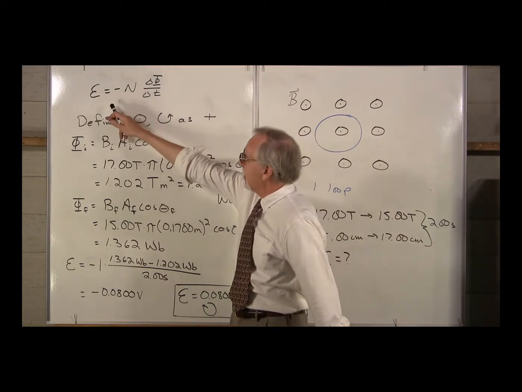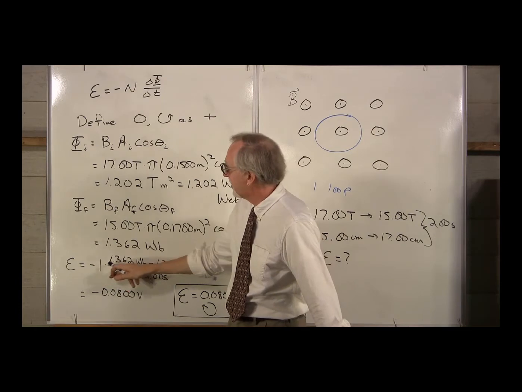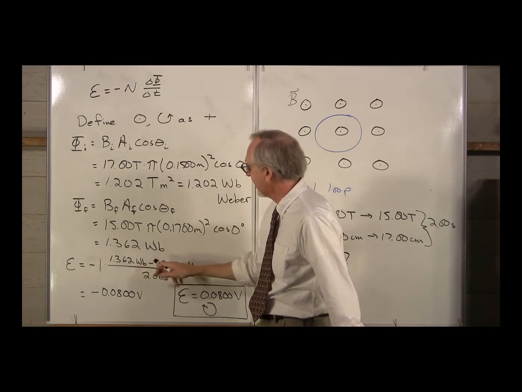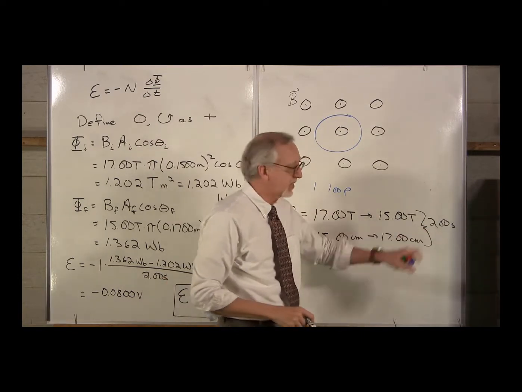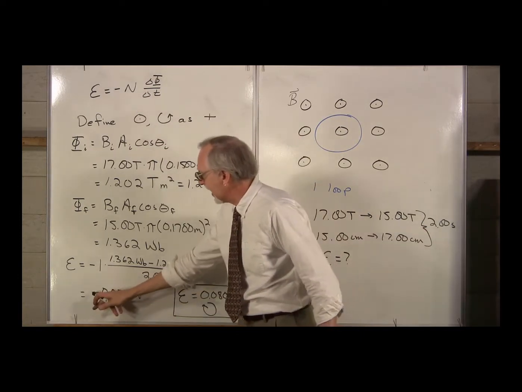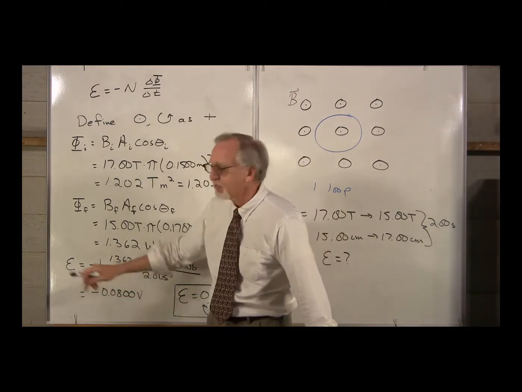What is the EMF then? The EMF is negative n. N is the number of loops, which is 1, times delta phi, which is phi final minus phi initial, divided by delta t. Delta t we know is 2 seconds. Divide that out and we get negative 0.0800 volts. It's negative, but what does that mean?